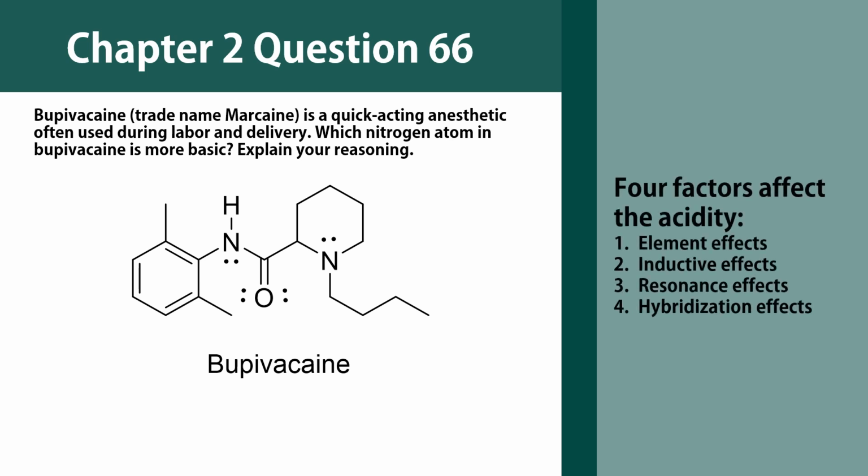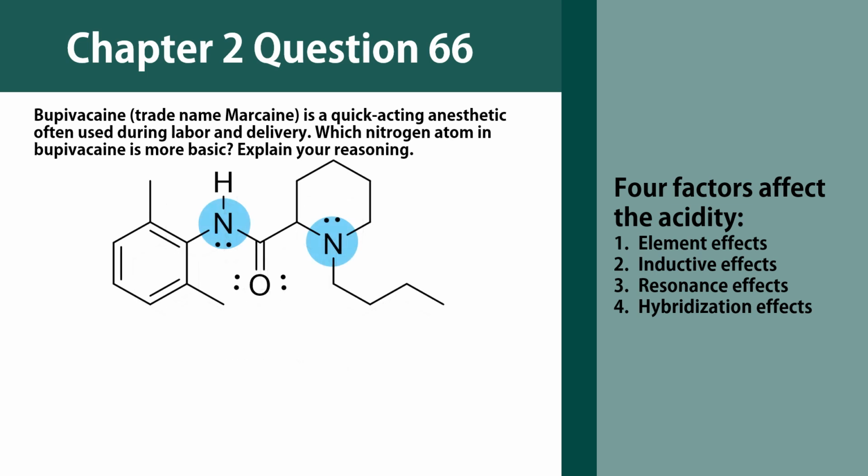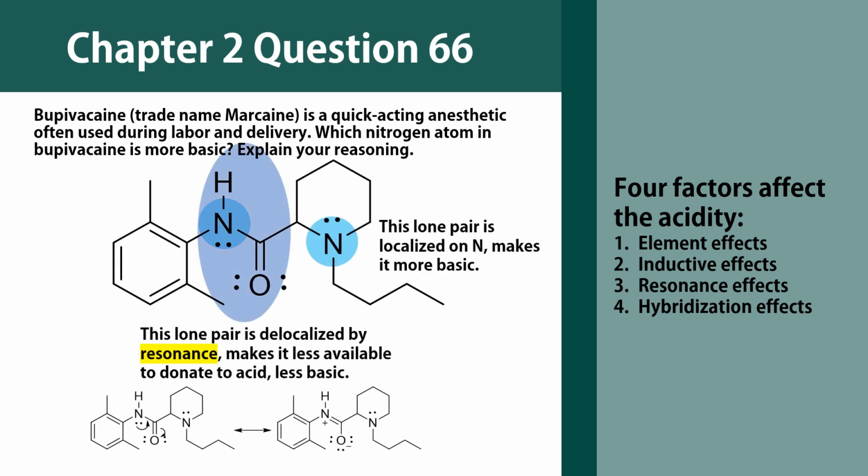So we refer to the 4 factors, and now we focus on the third effect, which is the resonance effect. When you look at the nitrogens, on the left side NH, the lone pair on the N will be delocalized through resonance, making it less available to donate to an acid, so less basic. While on the right side, the lone pair is localized on N, making it more basic. It's very straightforward.